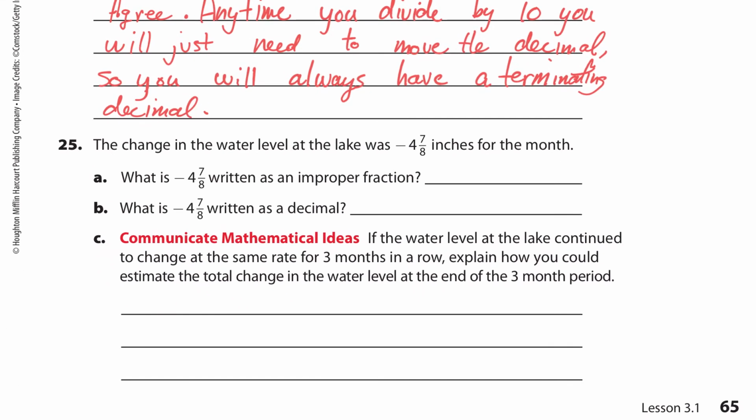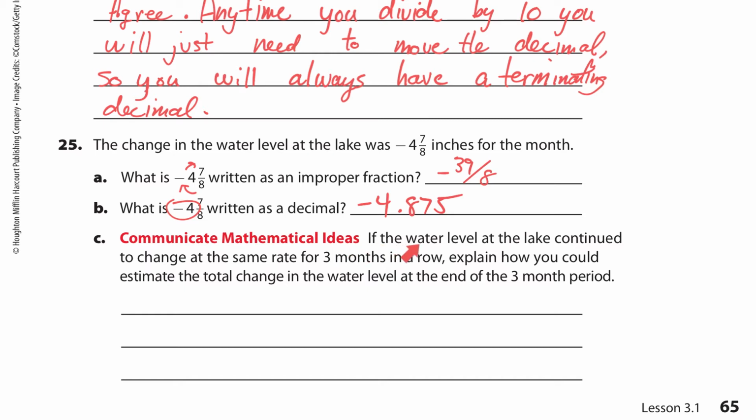Okay, moving on. The change in the water level at the lake was negative 4 and 7/8 inches. What is this as an improper fraction? Well, let's see. You multiply 8 times 4, which is 32, and then you add 7, which I believe is 39. 39 over 8, negative 39 over 8. And what is that written as a decimal? I would first start off with negative 4 right there, and then 7/8. The 7 divided by 8 is 0.875. So there you go.